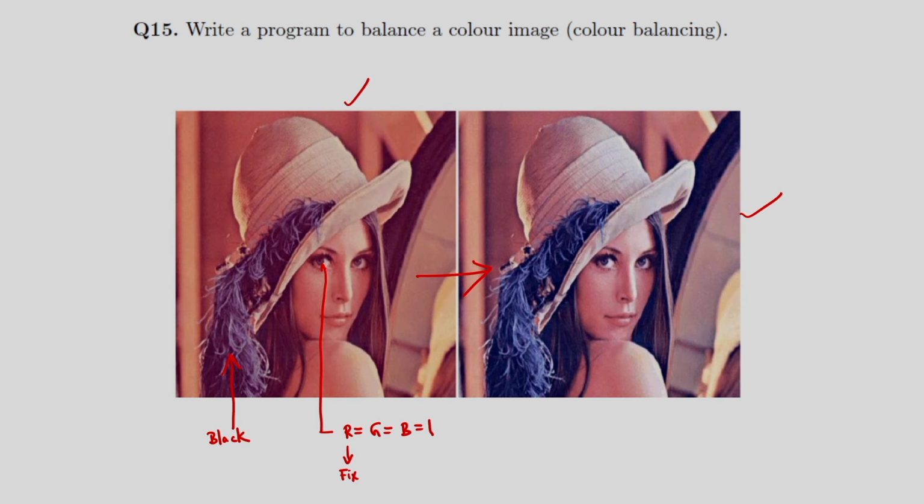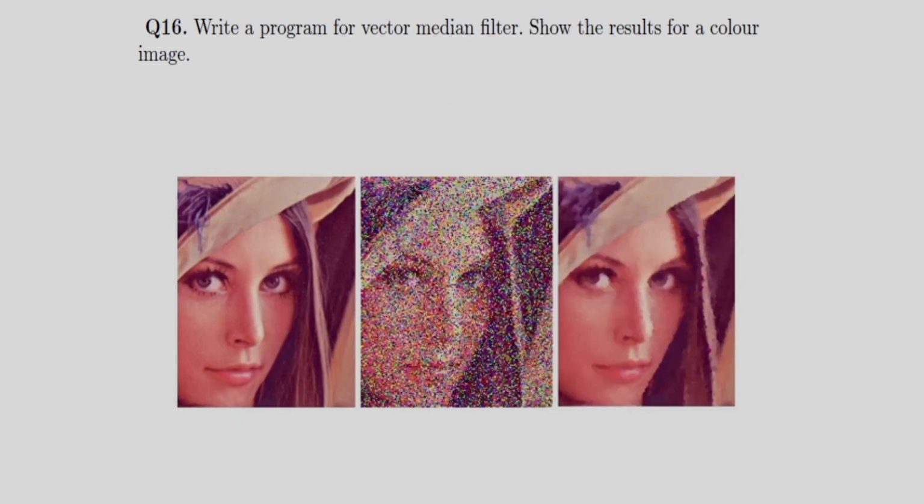Next one is, write a program for the vector median filter and show the results for a color image. Here I am showing one input image, the Lena image, and this image is corrupted by salt and pepper noise. After this I can remove the salt and pepper noise by considering the vector median filter. I cannot apply the scalar median filter in case of a color image. That concept I have also discussed in the class. So for removing the salt and pepper noise in a color image, I have to apply the vector median filter.